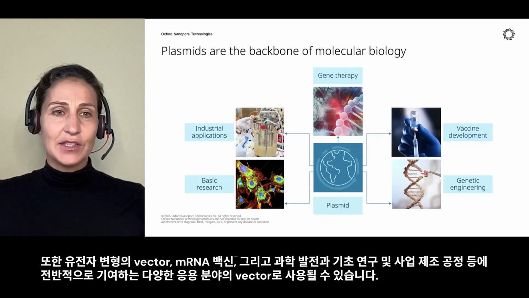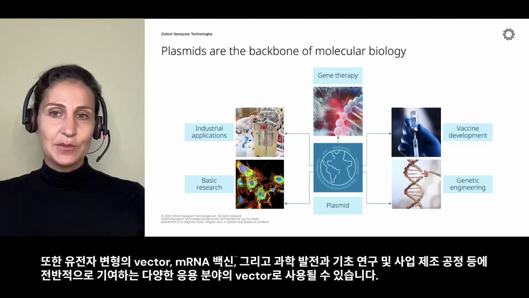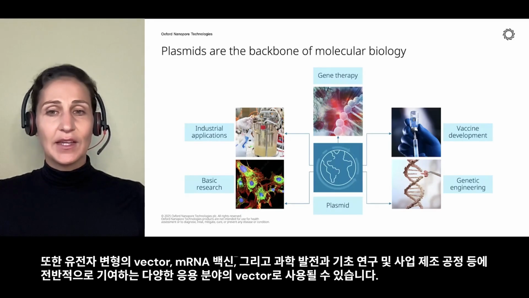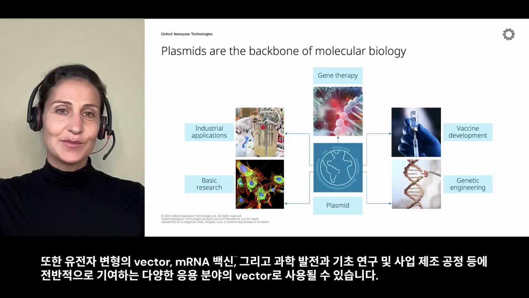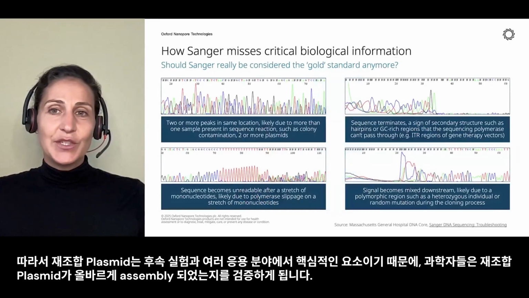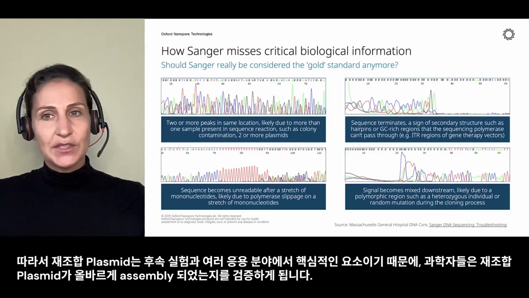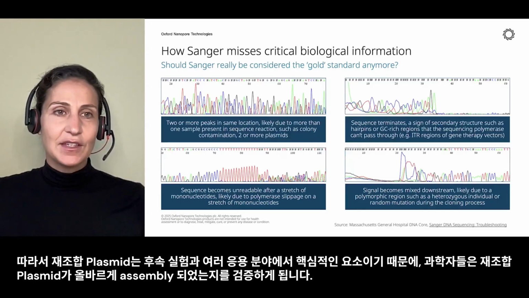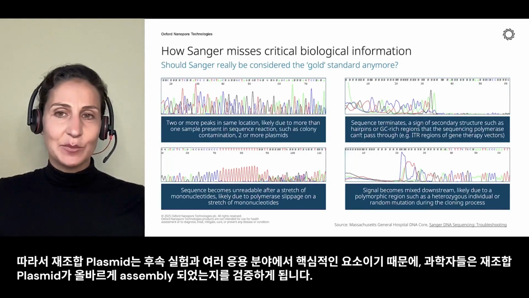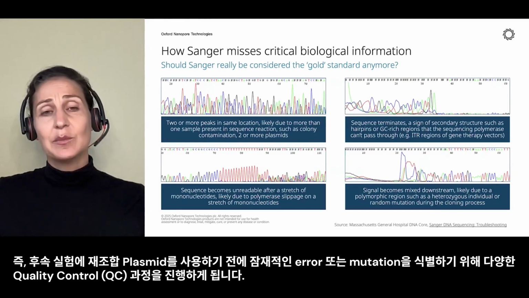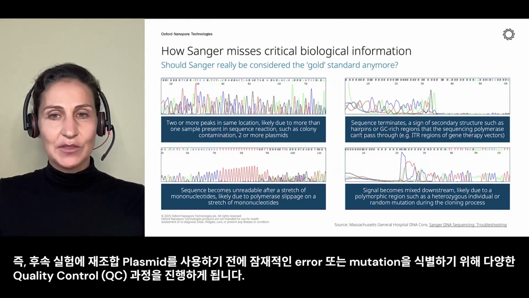Plasmids can also serve as vectors for gene manipulation, mRNA vaccines, and various other applications that contribute to both scientific advancements in basic research and industrial manufacturing processes. And so, because plasmid constructs are fundamentally important for downstream experiments and applications, scientists often employ various quality control methods to verify that they indeed have the correct assembly of their plasmid, and so that they can identify any potential errors or mutations before they use them in further experiments.